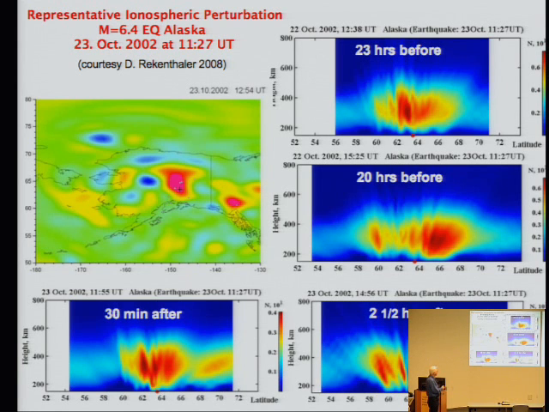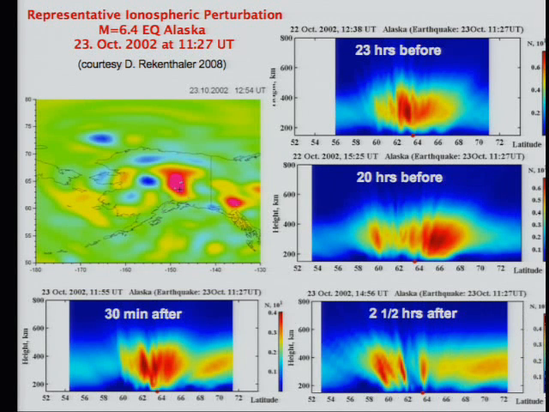And what you see here, 23 hours, 20 hours before the earthquake, is how the ionosphere starts to be structured, and how the structuring seems to be focusing to this point here. This is where the epicenter would then occur 23 hours later. Then 30 minutes later, this starts to blur out, and after 2.5 hours, the phenomenon disappears.